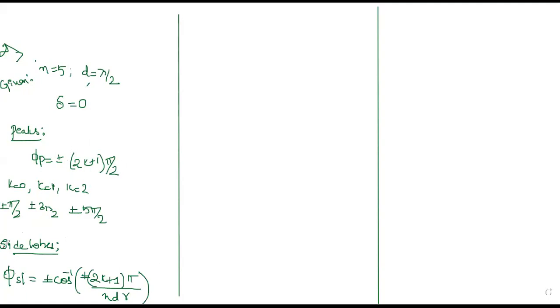Done with peaks, peak direction. If you have completed, write the side lobe formula: plus or minus cos inverse of plus or minus (2k plus 1) pi by N d r. You have to find out the d r value here, which is equal to beta d, which is equal to 2 pi by lambda. The d value is given as lambda by 2. It takes the same value, that is pi.